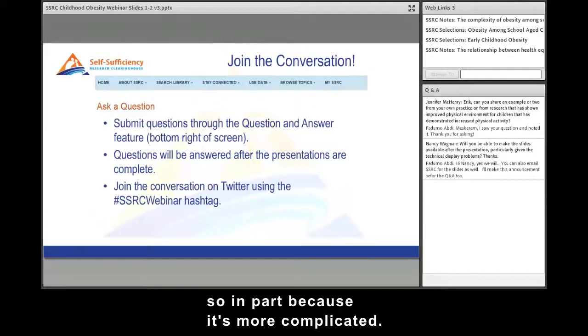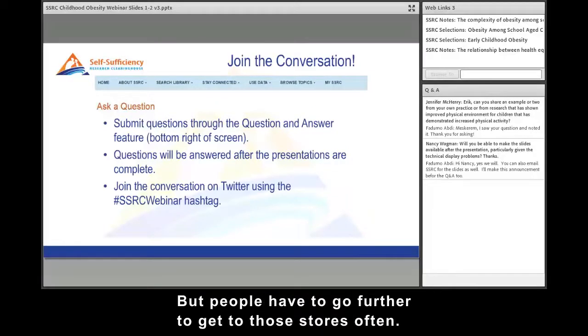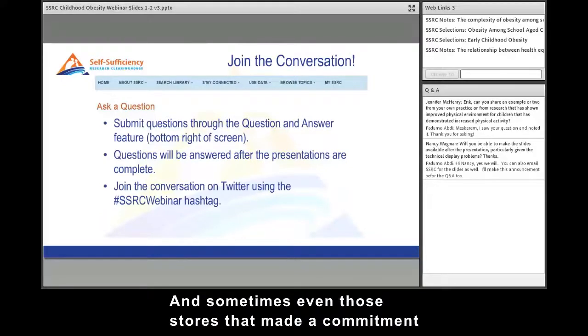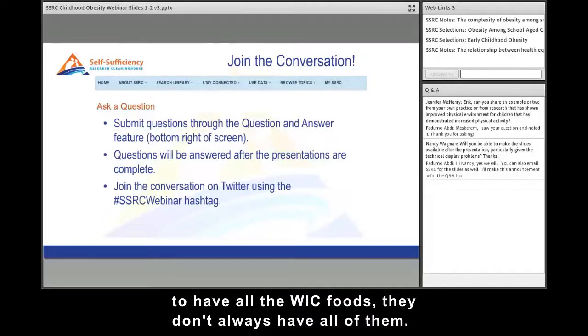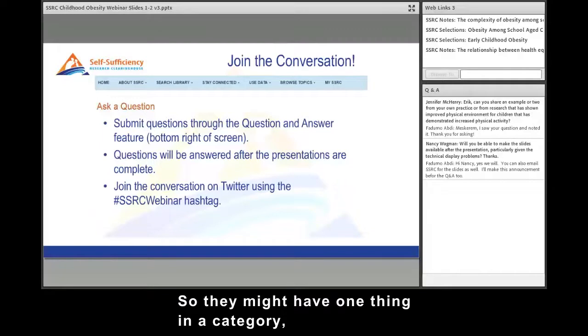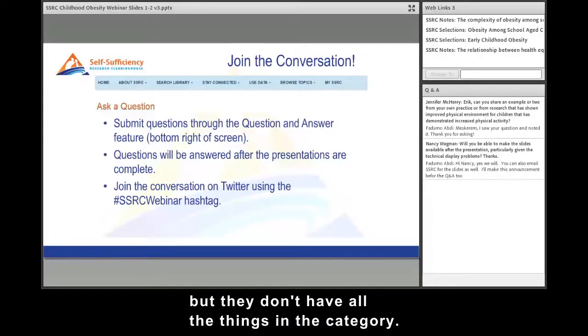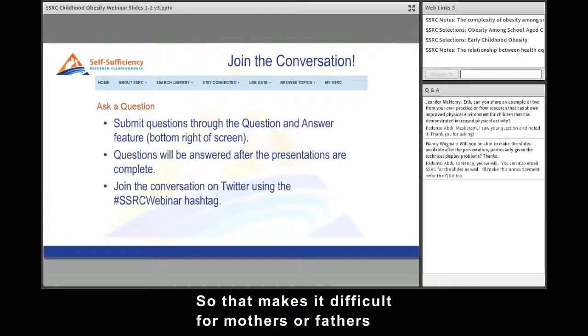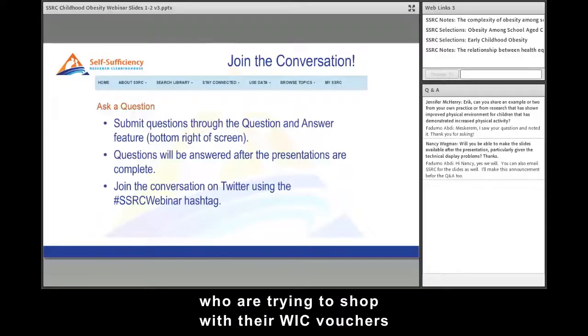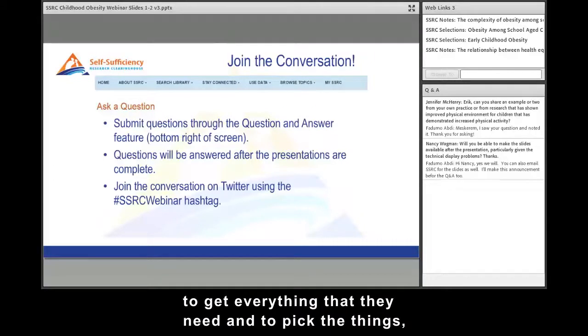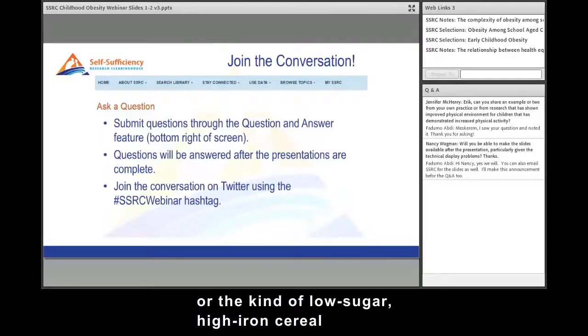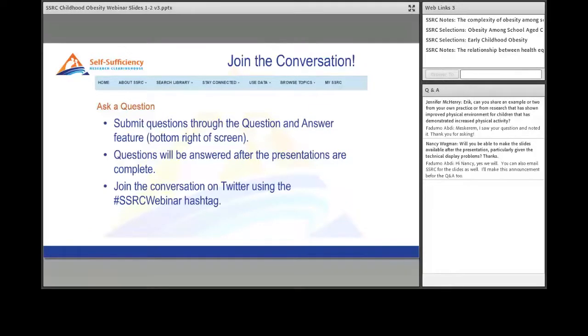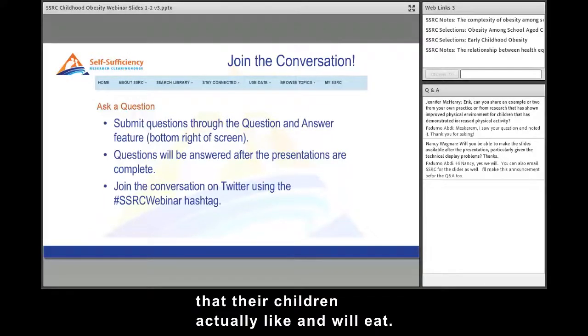In part that's because it's more complicated. But people often have to go further to get to those stores. And sometimes, even though those stores have made a commitment to have all the WIC foods, they don't always have all of them. They might have one thing in a category, but not all the things in the category. That makes it difficult for mothers or fathers shopping with their WIC vouchers to get everything they need, and to pick, for example, the kind of whole grain bread or the kind of low sugar, high iron cereal that their children actually like and will eat.